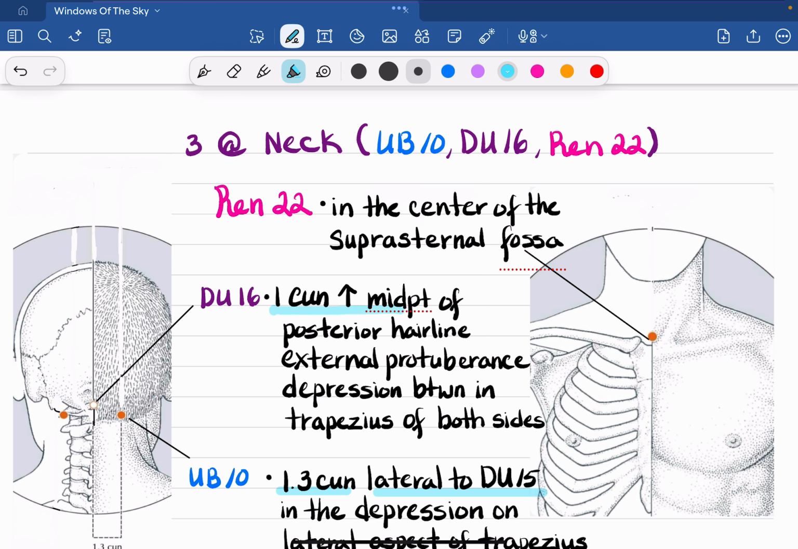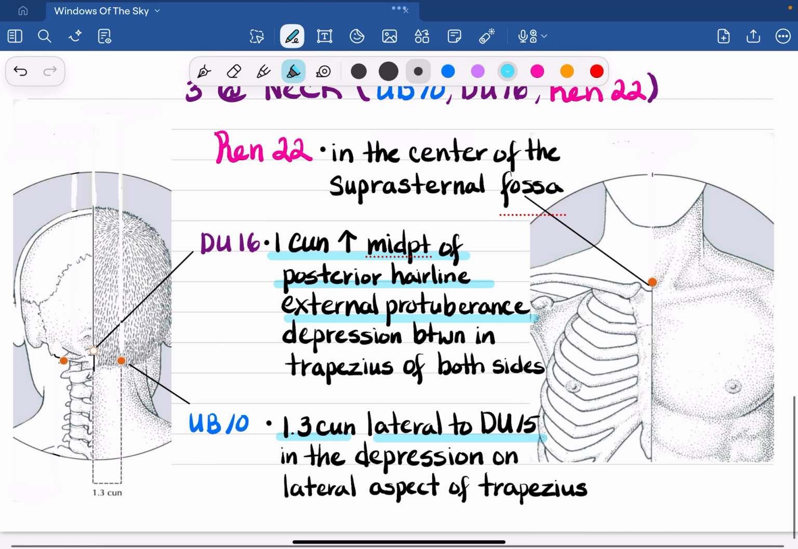So you see 1 soon up from the midline of the posterior hairline. So we always use the anterior hairline as a mark point when we're doing points in the front of the head. But here it's going to be the posterior hairline. And it's in the external protuberance, depression between the trapezius of both sides. You see?